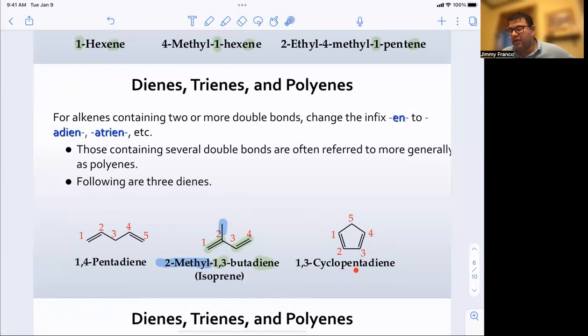Pent tells us there's 5 carbons. Diene, there's 2 double bonds. And the numbers tell us specifically where those double bonds are. Right? So not too bad, kind of all in that same scheme, right? The only difference is the numbers out front. So we just figure out exactly what the group is that we're talking about, and then we put numbers in the front.